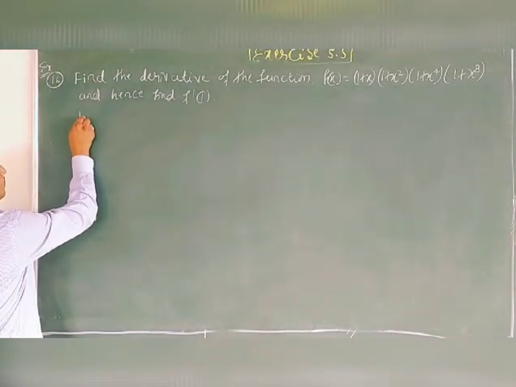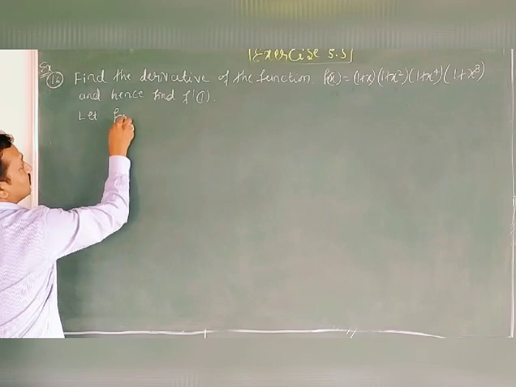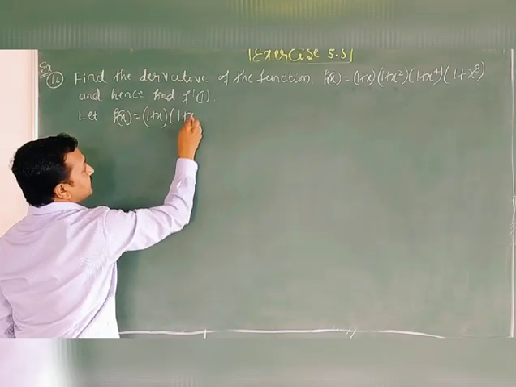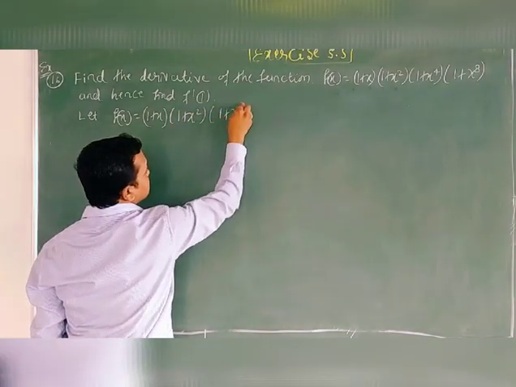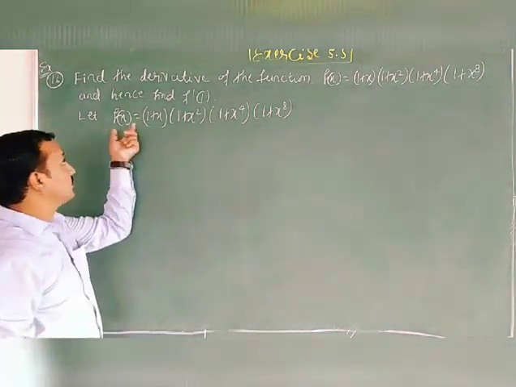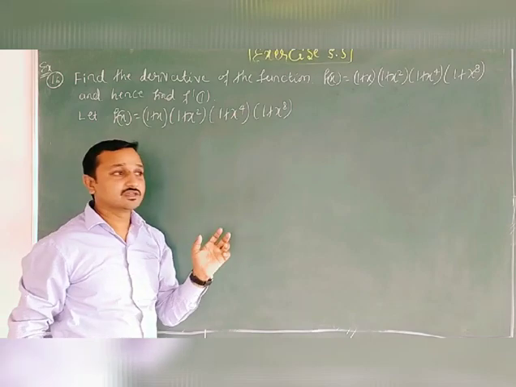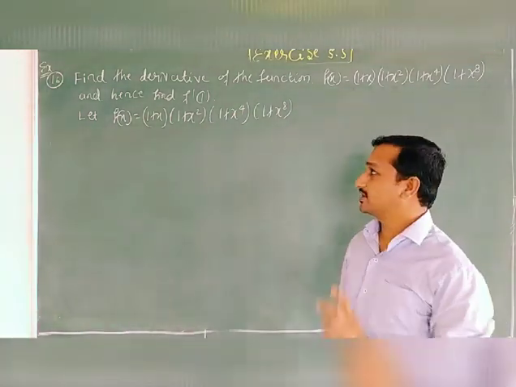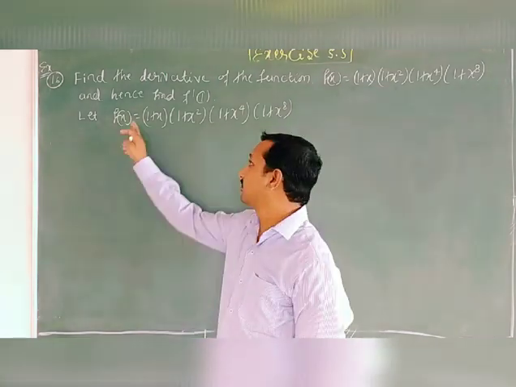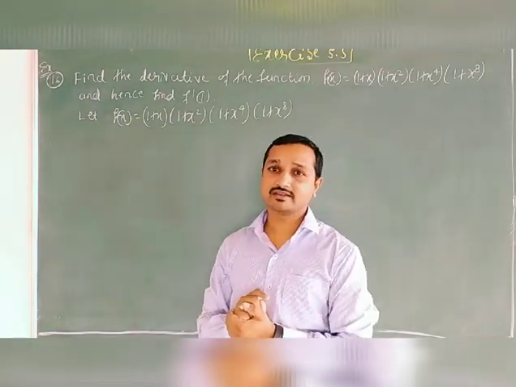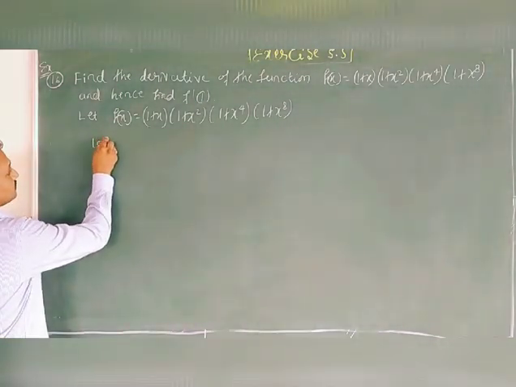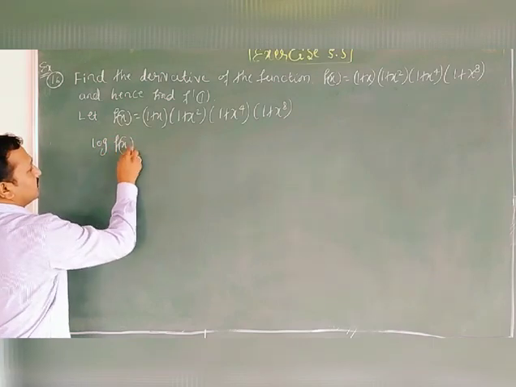Let f of x be equal to (1 plus x) into (1 plus x square) into (1 plus x raised to 4) into (1 plus x raised to 8). So this function has 1, 2, 3, 4 terms, more than 2 functions multiplied. Then we will apply logarithmic differentiation. Here there are 4 terms, so we apply the logarithm. Okay? So log of f of x, not a problem, keep as it is.